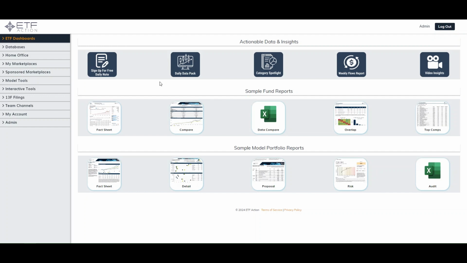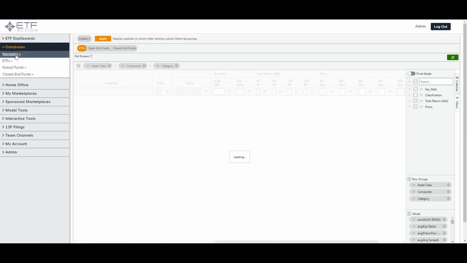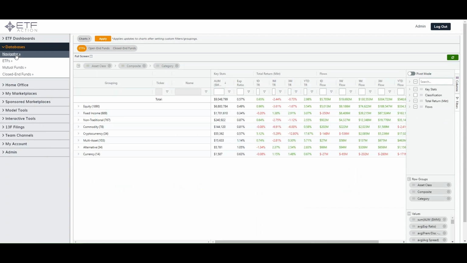So first things first, we want to take a look at what flows have been doing as we've seen rates drop over the last month and since October of last year. And to do that, we're going to go into the databases and the Navigator. A quick way to see this is just using some of our larger categories based on duration. So what I'm going to do is, we are looking at all ETFs in this table.